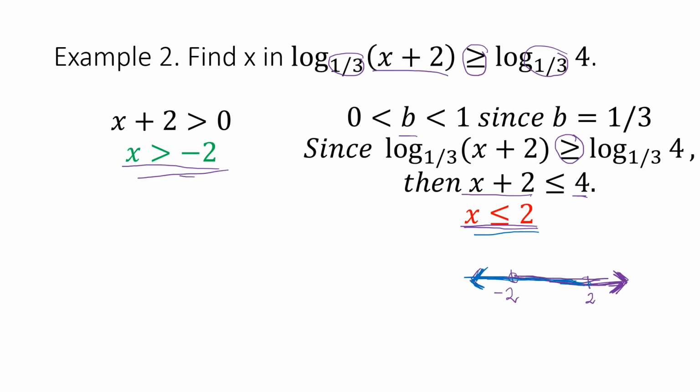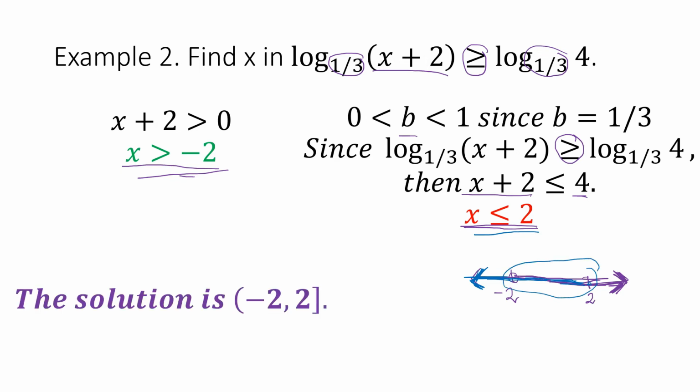Okay, where do the shaded parts meet? Here, in this part. Therefore, the solution set is -2 exclusive to +2 inclusive, because it includes +2 but it does not include -2. All those numbers between them and +2.